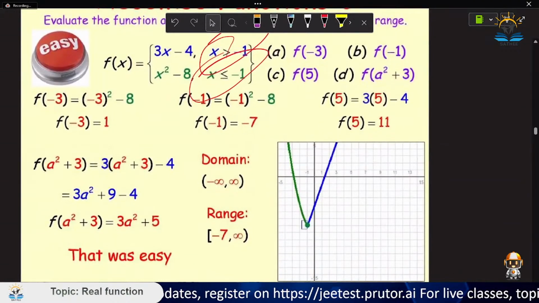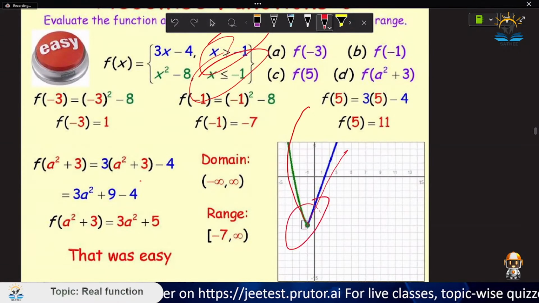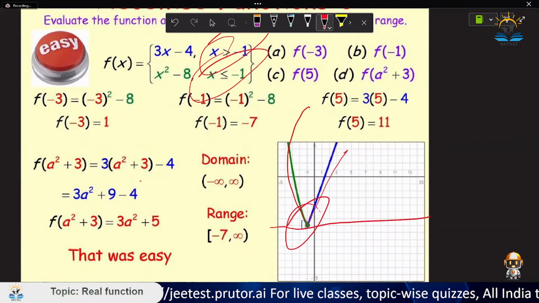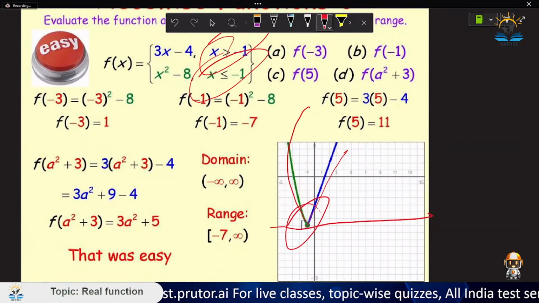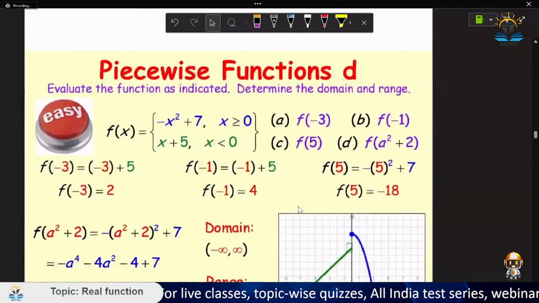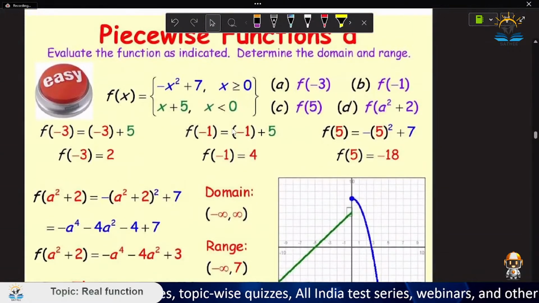Here the range would change, because of both of the functions, one is going like this and one is going like this. At this point, we have continuity, but it is not going below -7. So we will see the range is from -7 to infinity. Okay, this is the same question. No, it's not the same question.